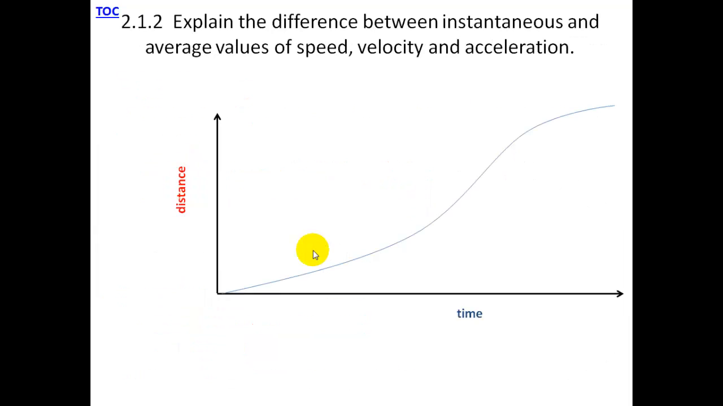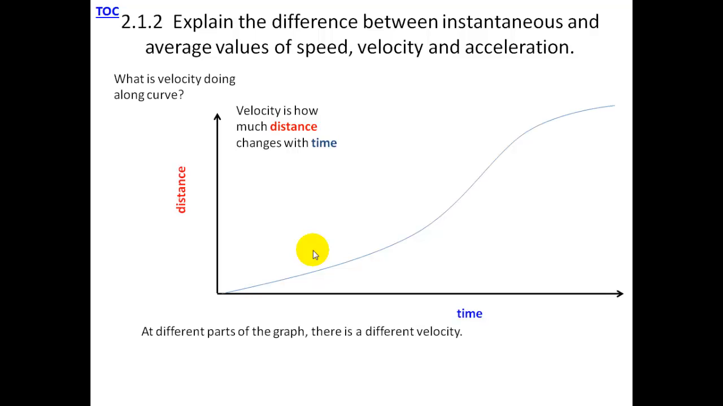Explain the difference between instantaneous and average values of speed, velocity and acceleration. Well, here we have a graph of distance against time, and we have a curve to show how the distance varies with time. So what is the velocity doing along these different parts of this curve? Velocity is how much distance changes with time. Here's the distance and here's the time. How does one change with the other? At different parts of the graph there is a different velocity because it's changing at different rates. In other words, the gradient is changing.